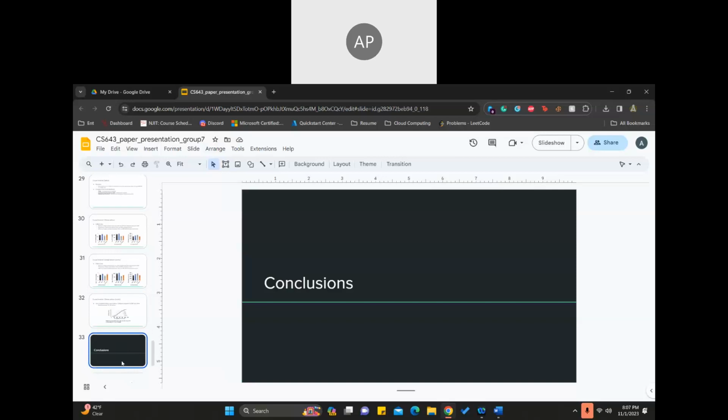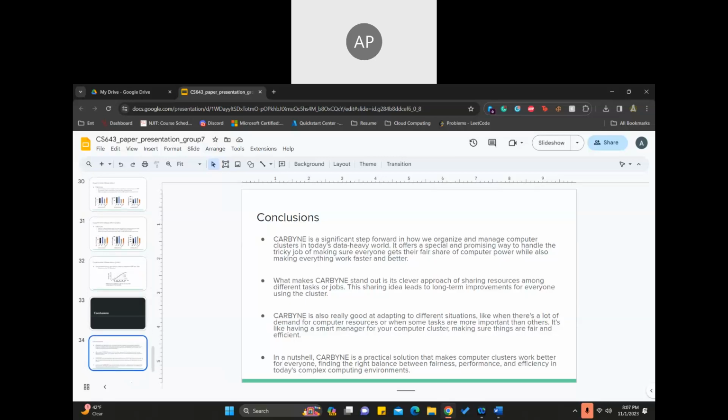So, conclusion. In conclusion, we can see that altruistic scheduling can be very beneficial in the long term. We can improve completion time of jobs by utilizing leftover resources. What makes Carbyne stand out is its clever approach of sharing resources among different tasks and jobs. This sharing idea leads to long-term improvement for everyone using the cluster.